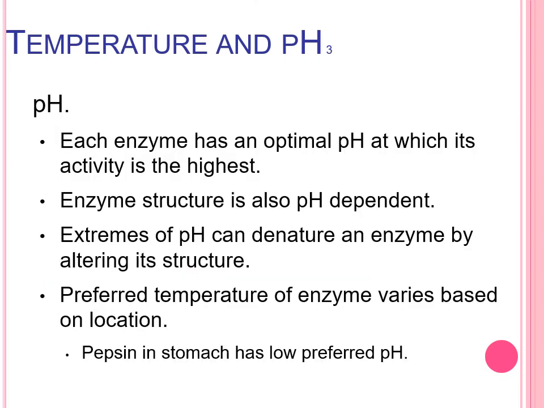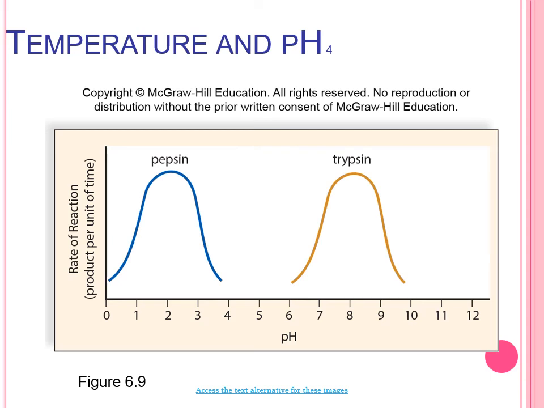Okay, we've talked about pH over the last few slides. Again, there's optimal pH, there's optimal temperature. Outside of this range, the enzymes are not going to function very properly. And here are those graphs. You can see they're very similar to the temperature graphs. We have some enzymes that like to be in very acidic conditions, and 0 to 6 would be considered acidic.